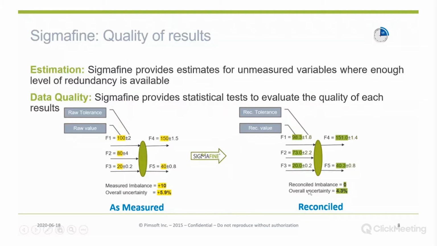But what we have built into Sigmafine gives you an overall uncertainty. So here you can see not only is the imbalance gone, but now you know that your reconciled value is closer to the true value. It's not as loose. So Sigmafine not only gets rid of your imbalance, but we give you a data quality indicator. And this is provided for every measurement point and every balance point.